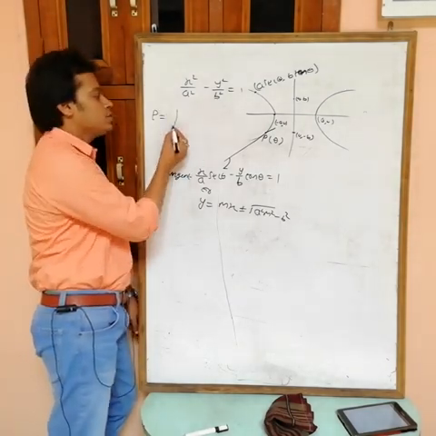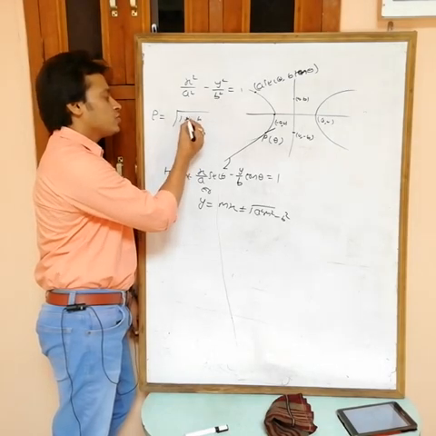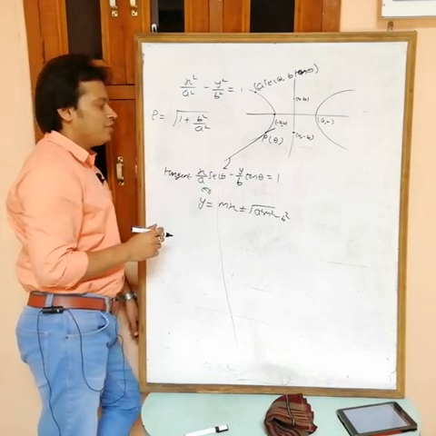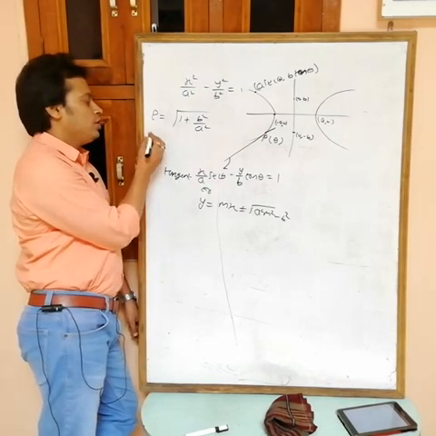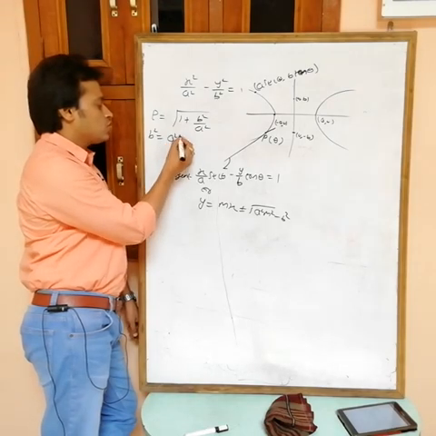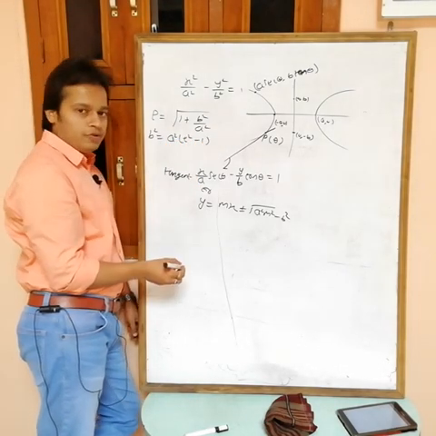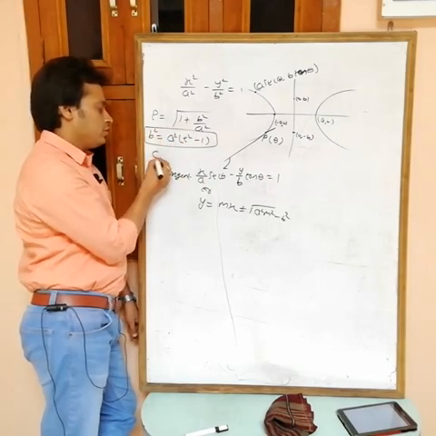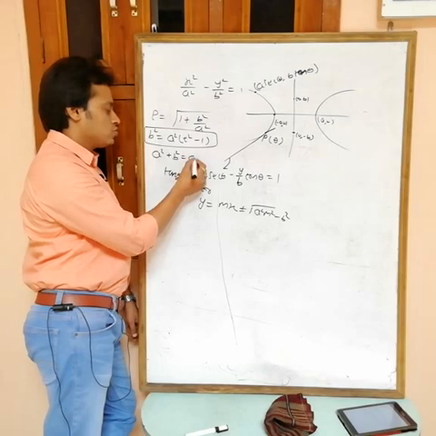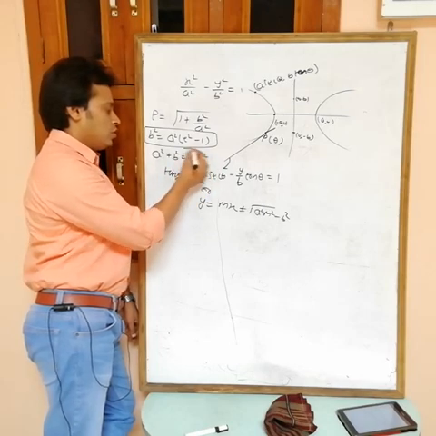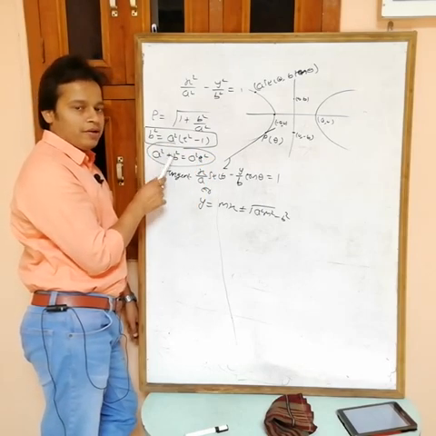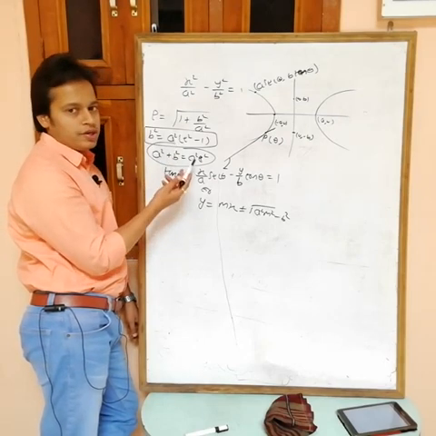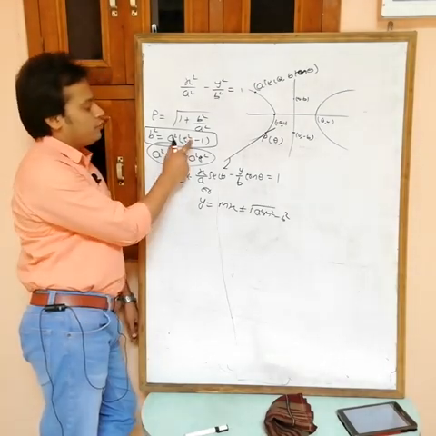Eccentricity for hyperbola is root 1 plus b square by a square. If you simplify this one, then you will get a relation between a, b, e, that is b square equals to a square into e square minus 1. Also remember that a square plus b square is equals to a square e square. In case of ellipse, a square minus b square is equals to a square e square. In hyperbola, a square plus b square is equals to a square e square.